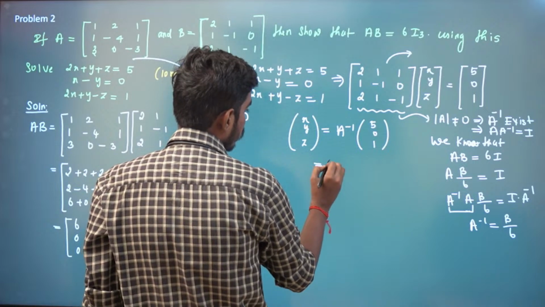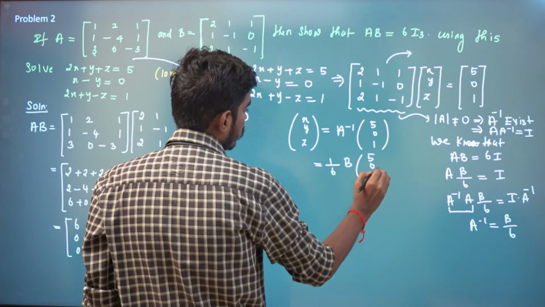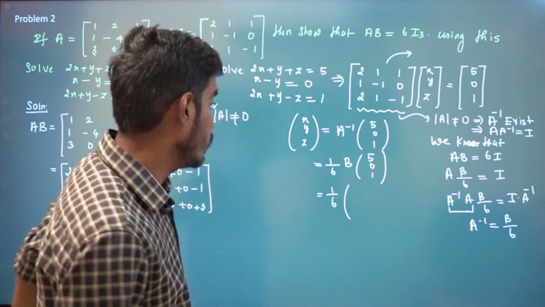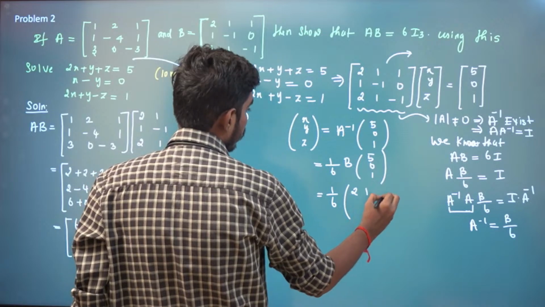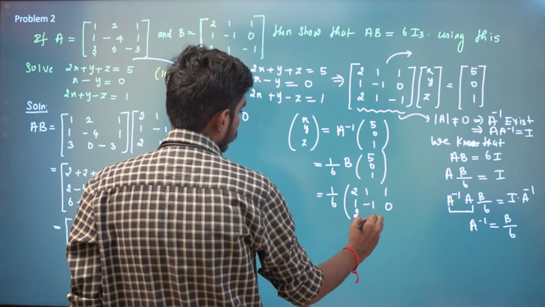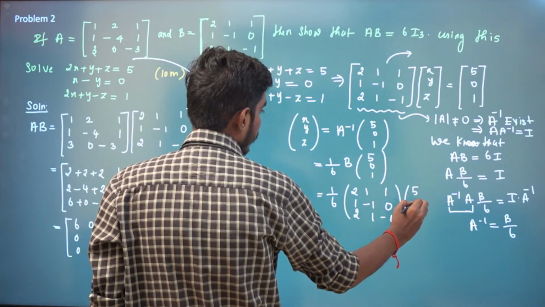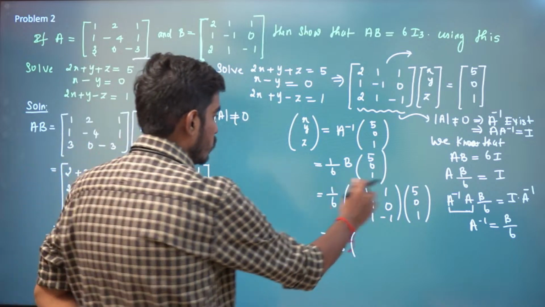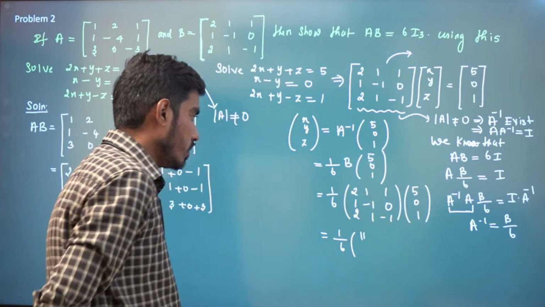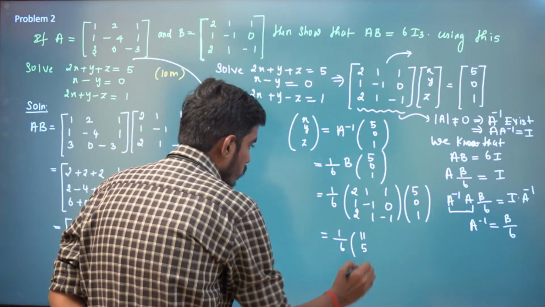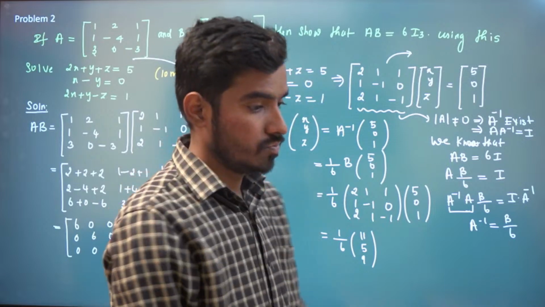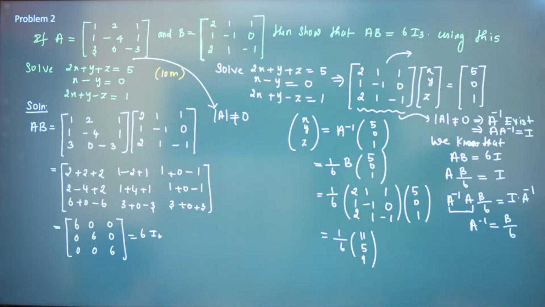So this will be equal to 1 by 6 times B times 5 0 1, because we need to solve this using this result. That's why 1 by 6 times 2 comma 1 comma 1, 1 comma minus 1 comma 0, 2 comma 1 comma minus 1, times 5 comma 0 comma 1. So 1 by 6 times it will be what? 2 5s are 10, 10 plus 0 plus 1. So it will be 11. And we have 5 plus 0 plus 5, and 10 plus 0 minus 1. Yes or no? So that's it. This is your solution.